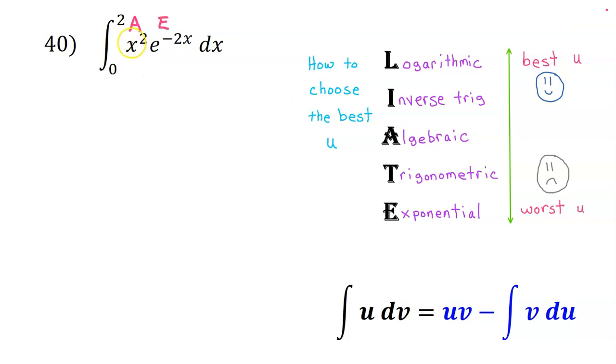We have an algebraic factor times an exponential factor. Algebraic is better than exponential for u. So let's let u equal x squared. That means dv will equal e to the negative 2x dx.